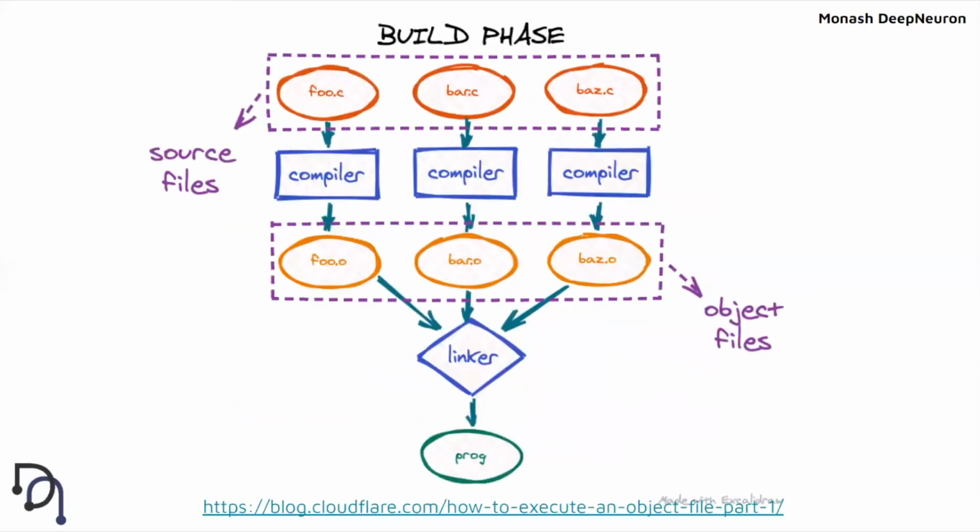Here's a visual representation of the compiling process of GCC. It starts with source files, foo.c, bar.c, baz.c. Then each of the files is processed with the compiler to create machine code. The machine code here is also called object files. These object files are linked together to create an executable program.